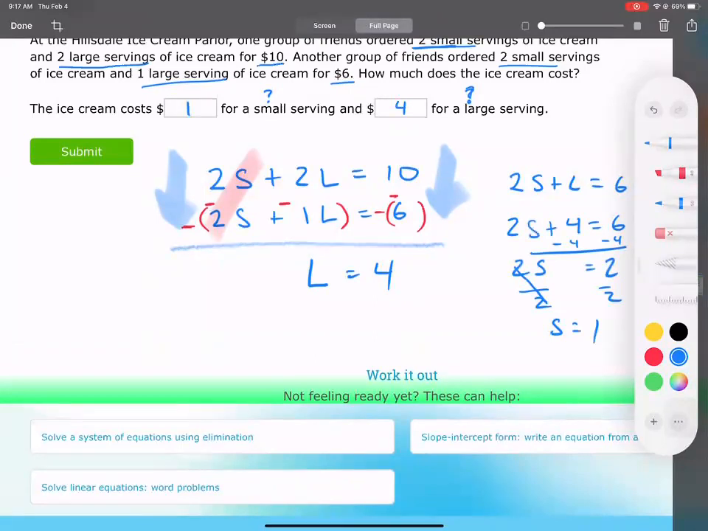Let's double check. If I wrote 2 small ice creams plus 2 large ice creams, would that add up to $10? We said S was 1 and L was 4. That's 2 plus 8 is 10. Yep, 2 plus 8 is 10. 10 equals 10. So this idea of solving for a situation given these equations, we could do that. 2 variables, 2 equations.